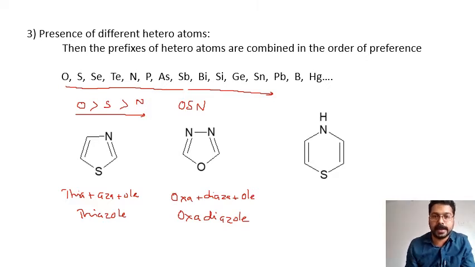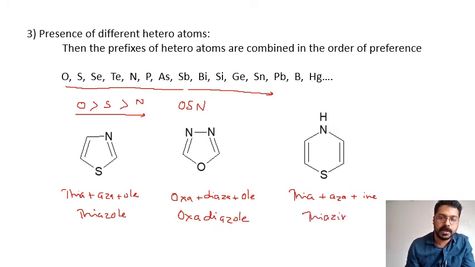In the case of sulfur and nitrogen, sulfur gets the first preference. So it will be thia plus aza plus ine. So it will be thiazine. The name will be thiazine.